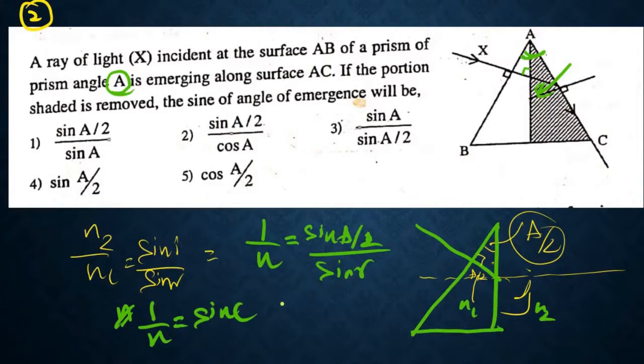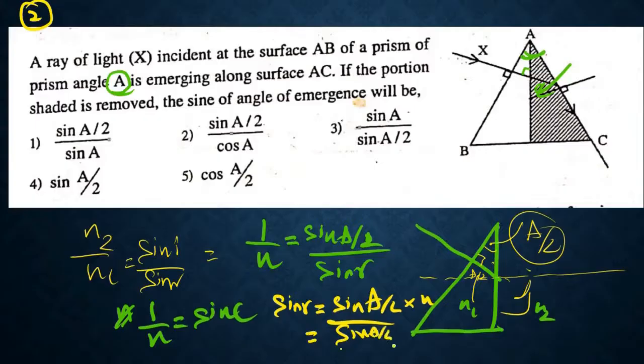Okay, so sine R equals sine A over 2 into N. So we have found N as 1 over sine C, sir, you can see. So sine A over 2 divided by sine C. Sine C is not given.